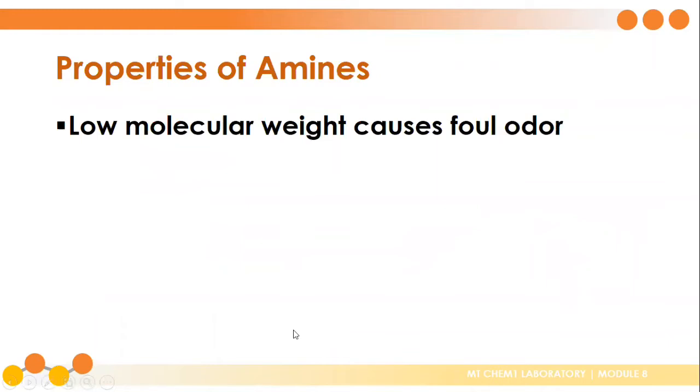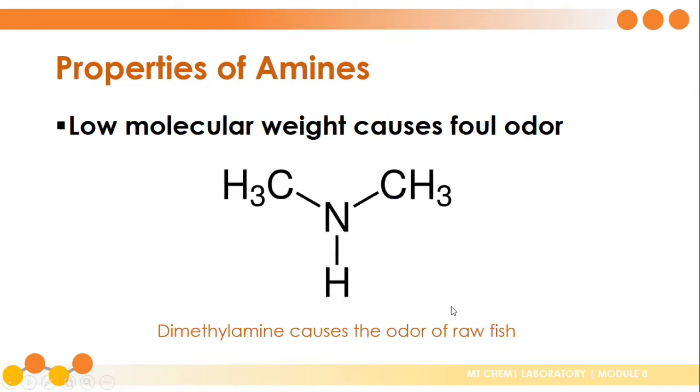Low molecular weight amines cause a foul odor. Let's say, for example, dimethylamine, which causes the odor of raw fish. This dimethylamine is an example of a secondary amine. How did we know that it's a secondary amine? Taking a look at our nitrogen, it has two R groups bonded to it and one hydrogen, making it a secondary amine.